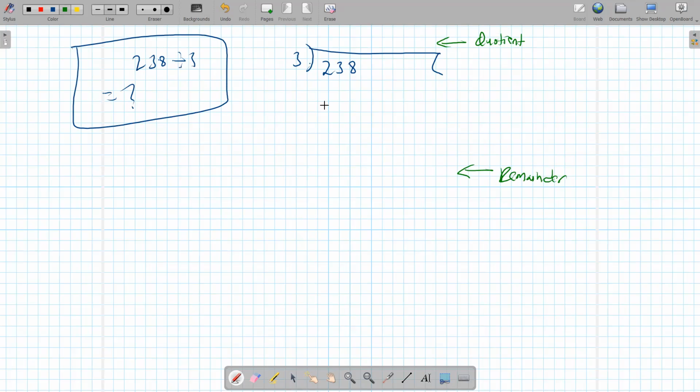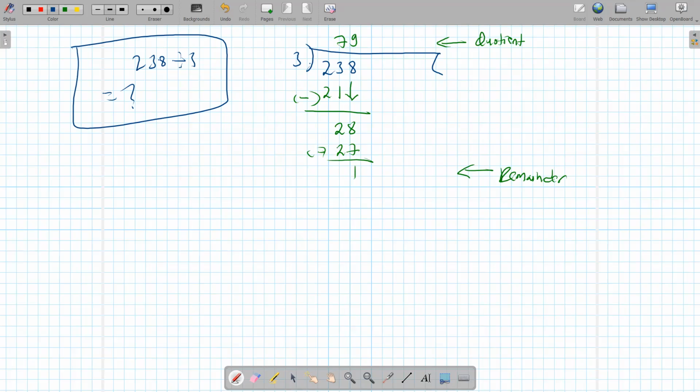Three goes into 23 seven times. 21. And then in this long division, you always subtract. 23 minus 21 is a 2. And when you subtract, you're allowed to bring the other term down. How many times does 3 go into 28? 9 times. Exactly. 3 times 9 is 27. Again, you subtract, the remainder is 1.